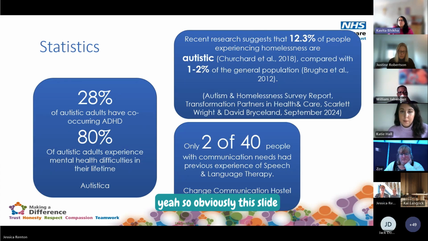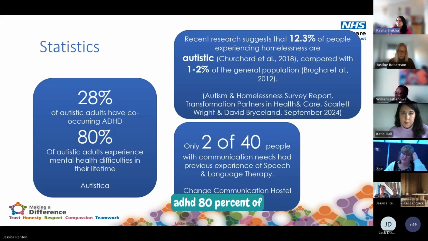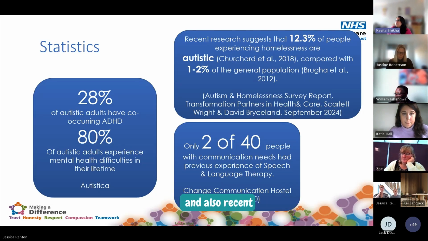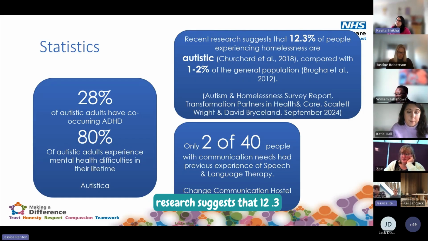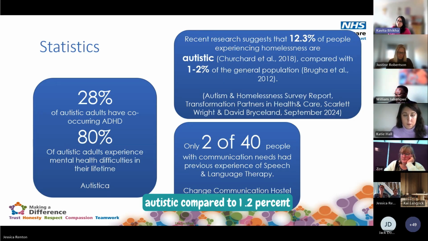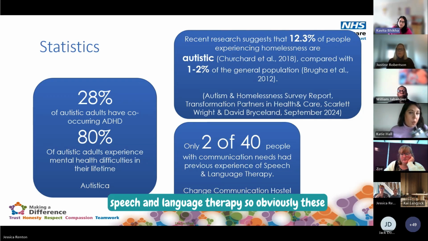Yeah. So obviously this slide offers a few statistics in relation to autism. So I'll just read some of them out. So 28% of autistic adults have co-occurring ADHD. 80% of autistic adults experience mental health difficulties in their lifetime also. That info is from Autistica. And also recent research suggests that 12.3% of people experiencing homelessness are autistic compared to 1.2% of the general population, which is a big discrepancy. And only 2 of 40 people with communication needs had previous experience of speech and language therapy.